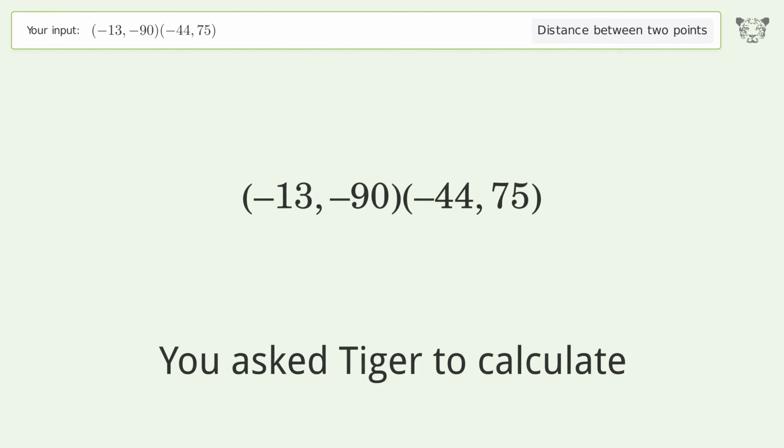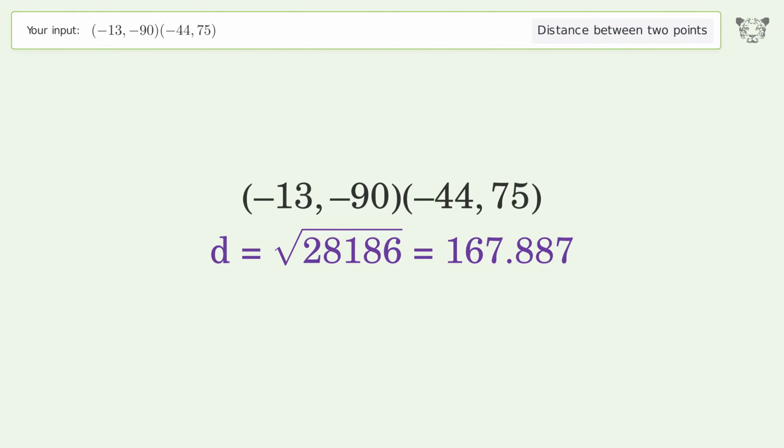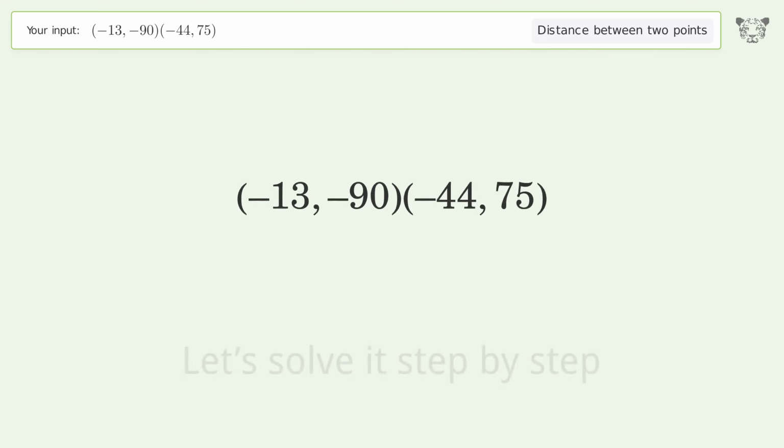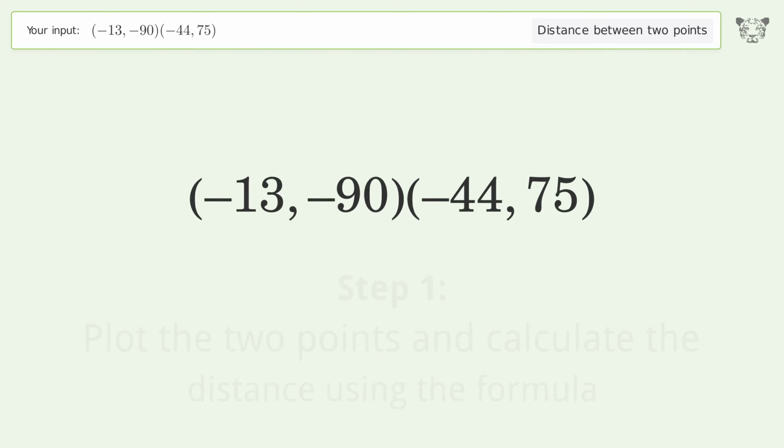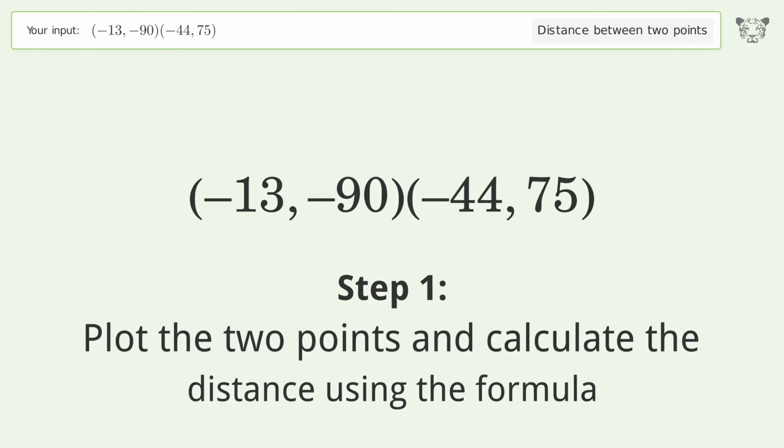You ask Tiger to calculate. This deals with the distance between 2 points. The distance between the 2 points is the square root of 28,186, or 167.887. Let's solve it step by step. Plot the 2 points and calculate the distance using the formula.